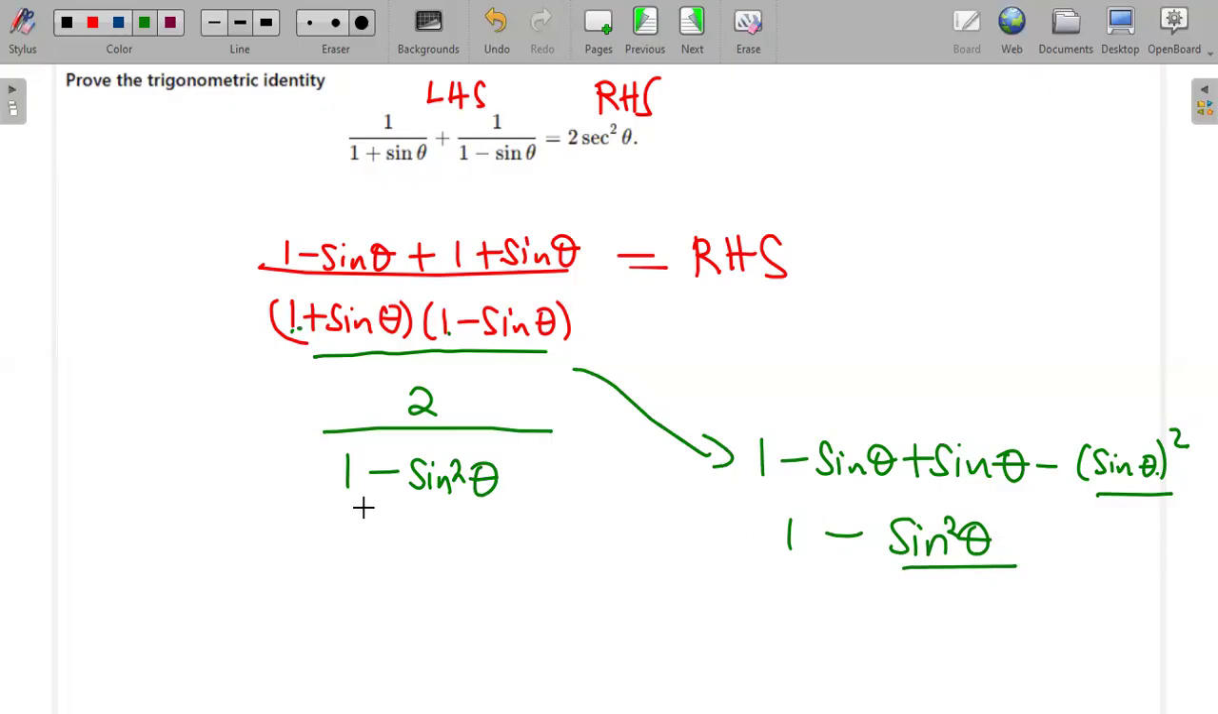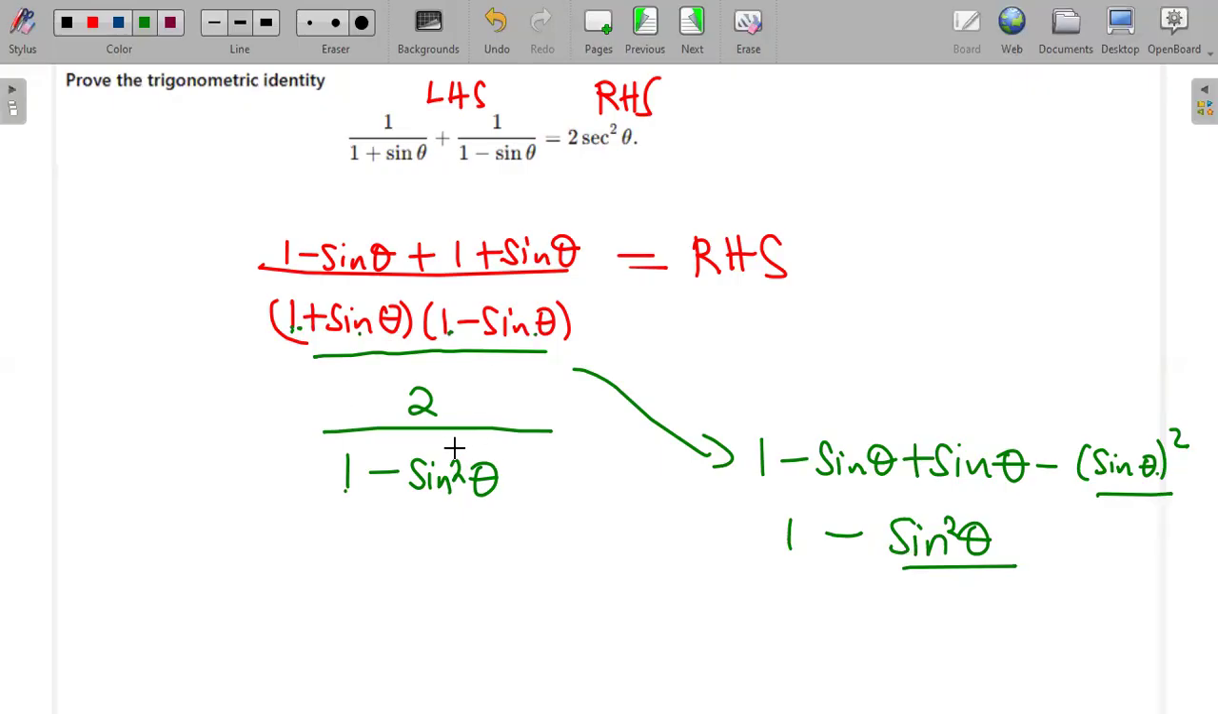But if you know what the difference of two squares is, you won't waste time trying to expand this. I'm just going to say, okay, this is the difference of two squares. So how do I get the answer there? I just say 1 multiplied by 1, I get 1. And then this multiplied by this, I get this.